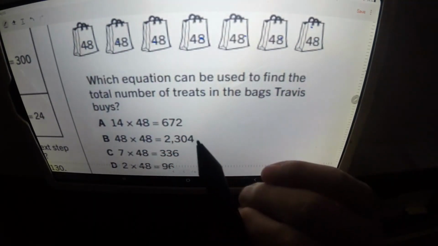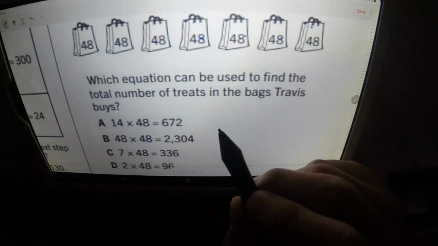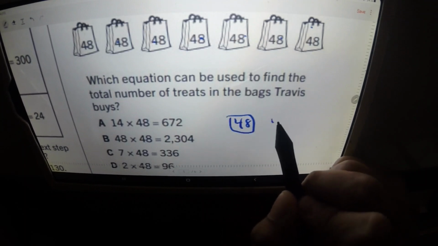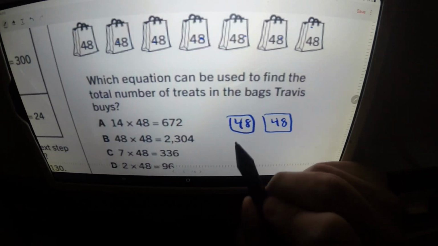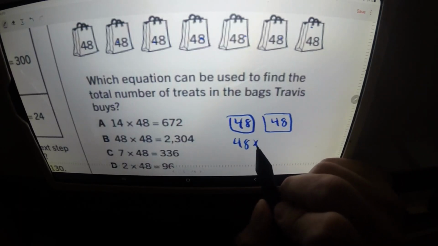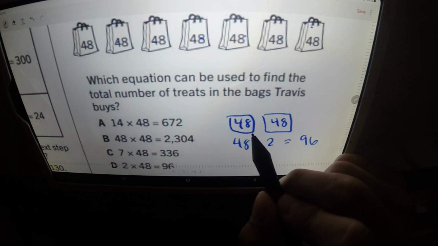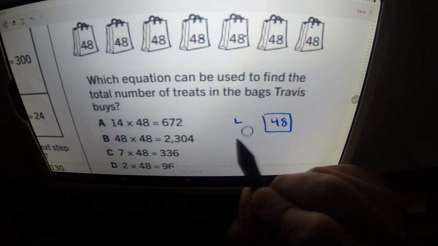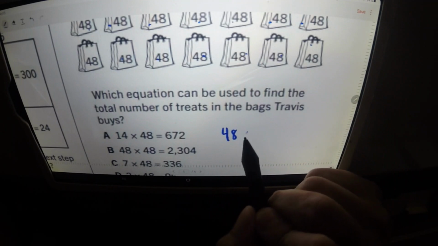So one of these is going to give you that answer. How would you figure that out? Let me give you an example. This may or may not help. Let's say we have 2 bags, right? 48 in this bag and 48 in this bag. How would we find the total in both these bags? It would be 48 times how many bags? 2 equals 96. So that's how many are in these 2 bags. So you would use the same sort of logic in finding out how many are in those bags. So you have 48 treats in each bag times how many bags?